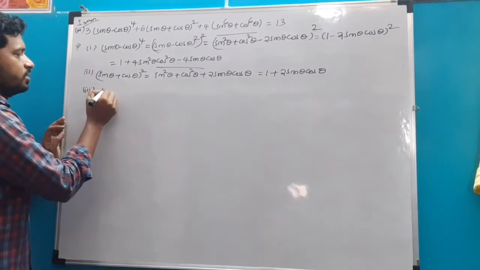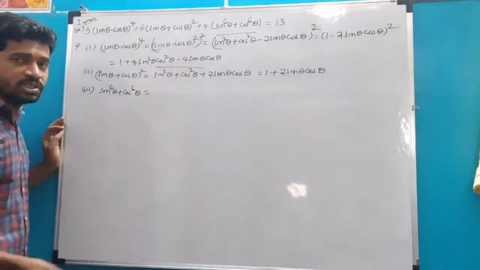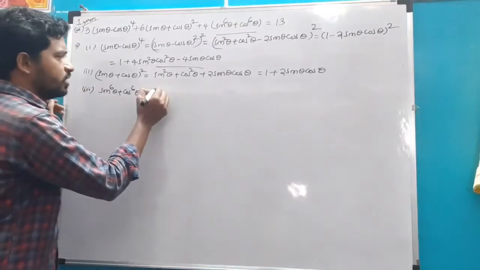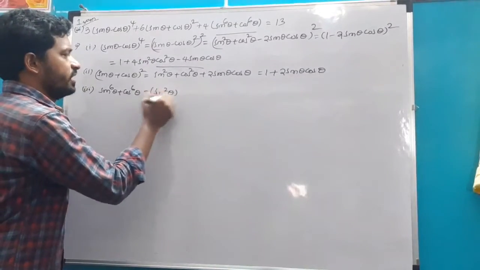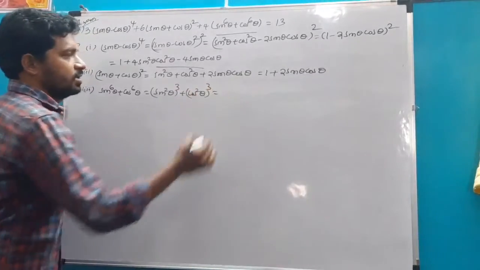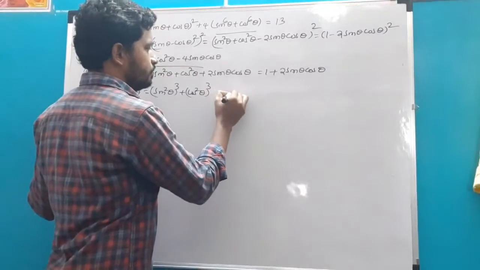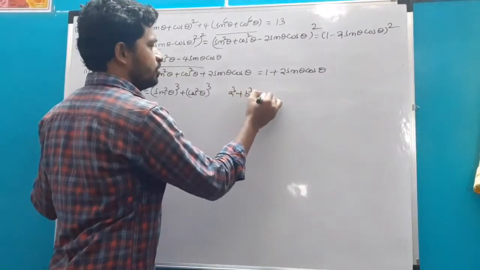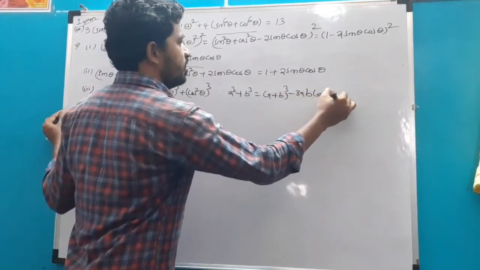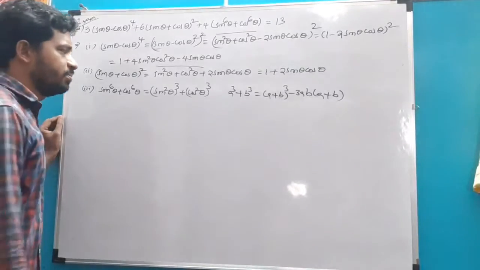So what is the third term here? Sin to the power of 6 theta plus cos to the power of 6 theta. So we know the formula for a cube plus b cube. So convert that here: (sin square theta) whole cube plus (cos square theta) whole cube. What is the formula for a cube plus b cube? First write down the formula. a cube plus b cube equals (a plus b) whole cube minus 3ab of (a plus b).